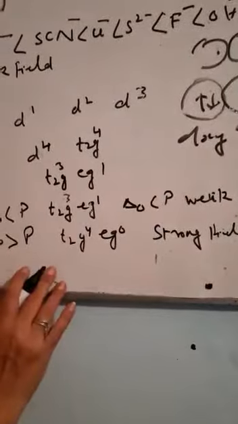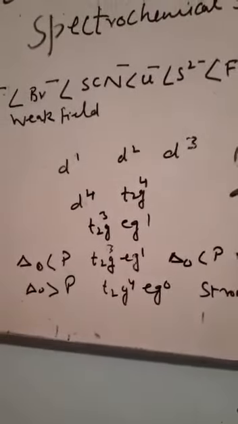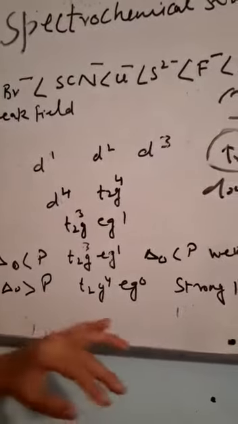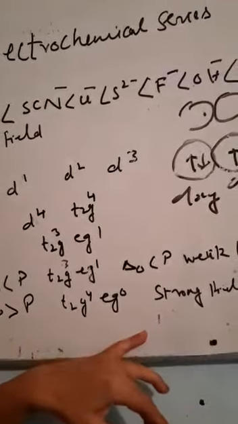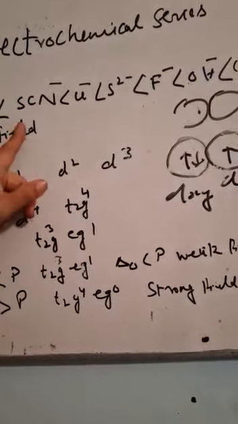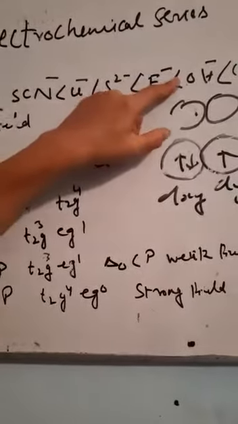This occupancy depends upon the strength of the ligand. Some of the ligands produce weak field. Some of the ligands produce strong field, and that always depends upon the strength of the ligand which is given in the spectrochemical series.